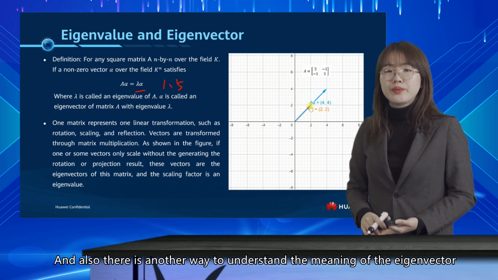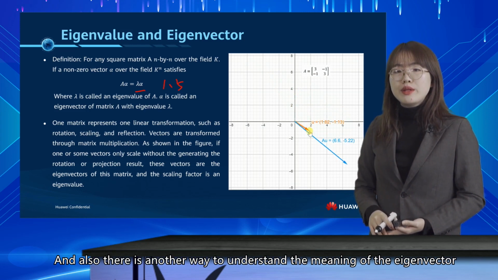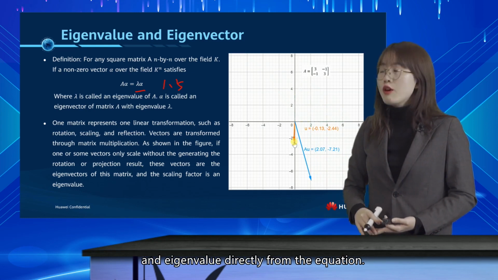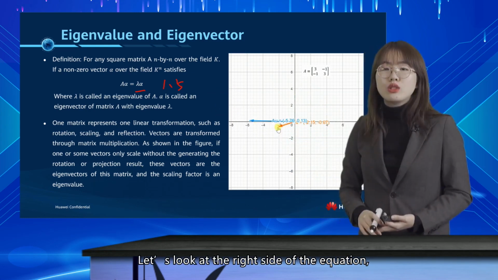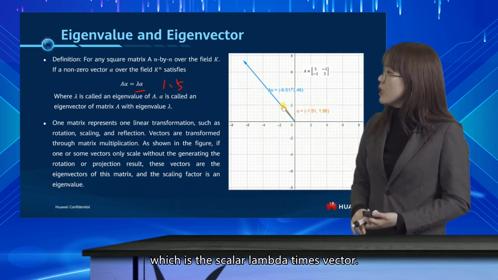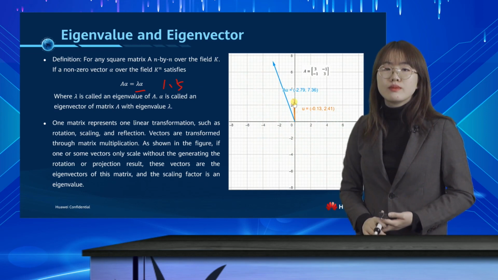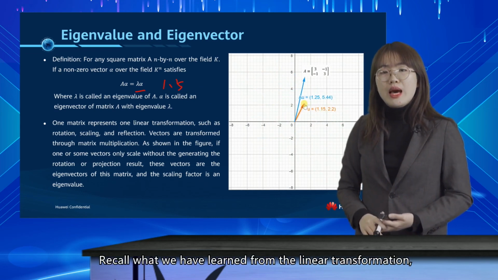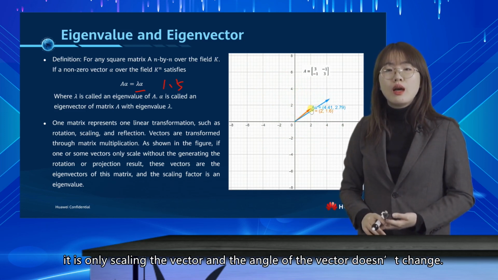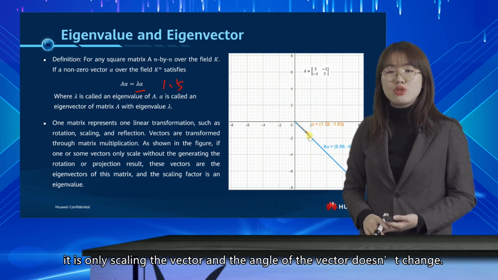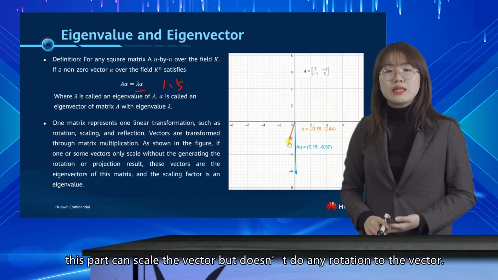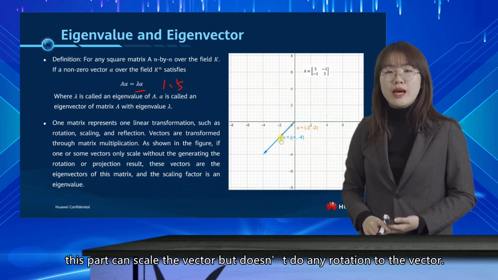And also, there is another way to understand the meaning of the eigenvector and eigenvalue directly from the equation. Let's look at the right side of the equation, which is the scalar lambda times alpha. Recall what we have learned from linear transformation. It is only scaling the vector, and the angle of the vector doesn't change. In other words, this part can scale the vector but doesn't do any rotation to the vector.